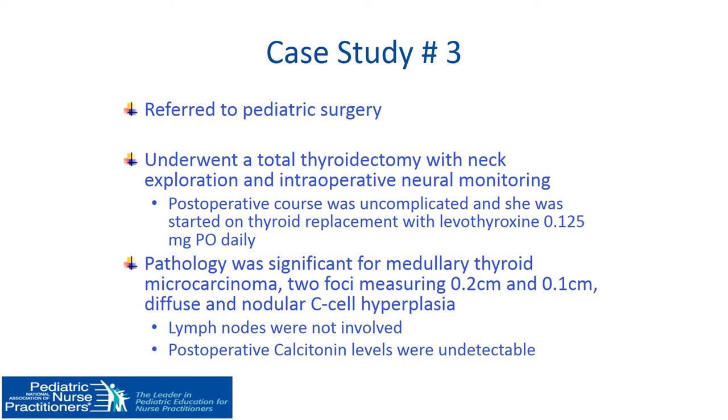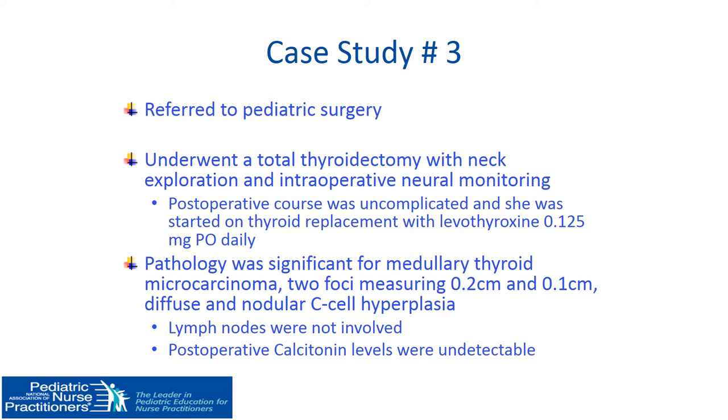Her postoperative course was uneventful, and she was started on thyroid replacement afterwards. Her pathology, again, surprisingly, was positive for medullary thyroid microcarcinoma at 2 foci, measuring 0.2 and 0.1 centimeters, with diffuse and nodular C-cell hyperplasia. That's indicative of medullary carcinoma. That's just the pathology wording of it. So at 5 years old, she already had evidence of medullary thyroid cancer, so I'm glad we convinced this family to take the thyroid gland out.